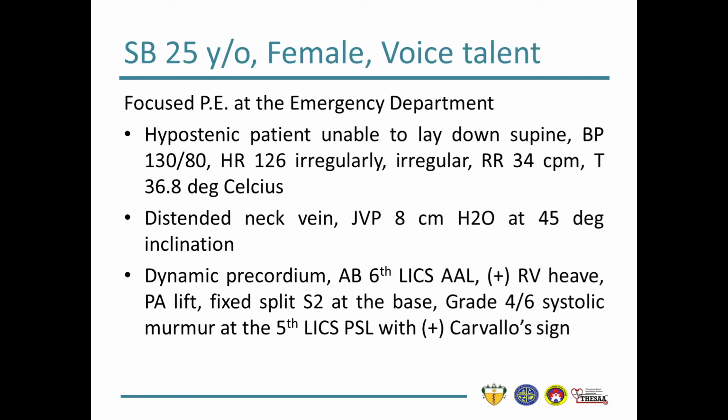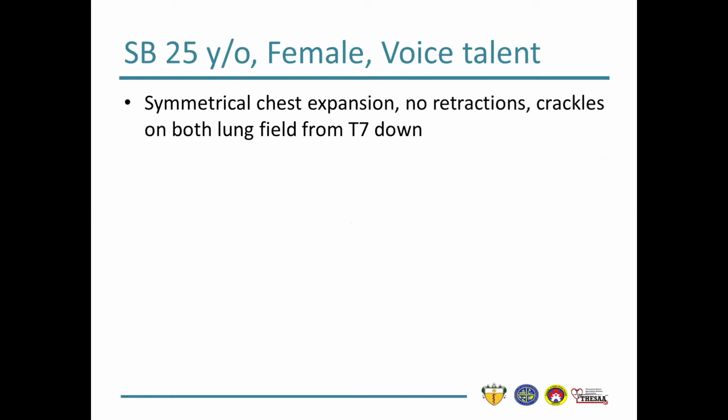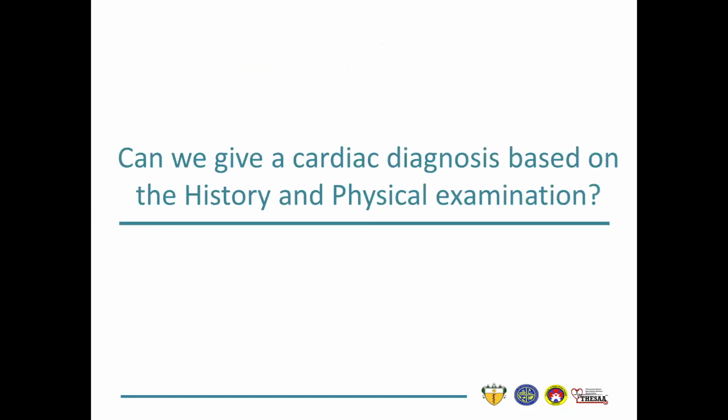She has an RV heave, PA lift, a fixed split S2 at the base, and a grade 4 over 6 systolic murmur at the fifth left intercostal space parasternal line with positive Carvallo's sign. Physical examination of the lungs showed symmetrical chest expansion, no retractions. There were crackles on both lung fields from T7 down. She has a globular abdomen, non-tympanitic, no tenderness. However, fluid wave was not assessed. She has grade 3 bipedal edema. All pulses were full and equal.